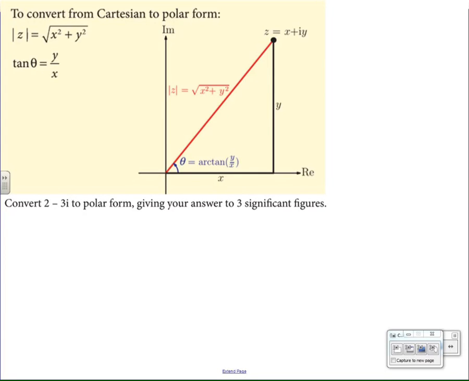Hello. The purpose of today's lesson is to explore complex numbers, how they're represented graphically, and how that enables us to write complex numbers in two different forms, Cartesian form and polar form, as indicated by the instructions up here.